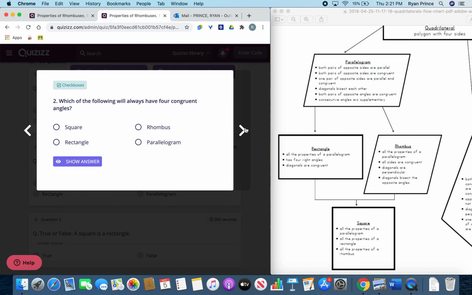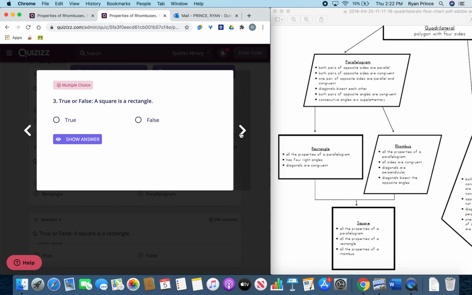Which of the following will always have four congruent angles? Kind of the same deal. The first time I see four congruent angles is with a rectangle. They're all right angles. So if a rectangle has four congruent angles, then so will a square, because the square comes below it in the flow chart. So square is an actual type of rectangle, so it will also have four congruent angles. So square and rectangle would be your answers.